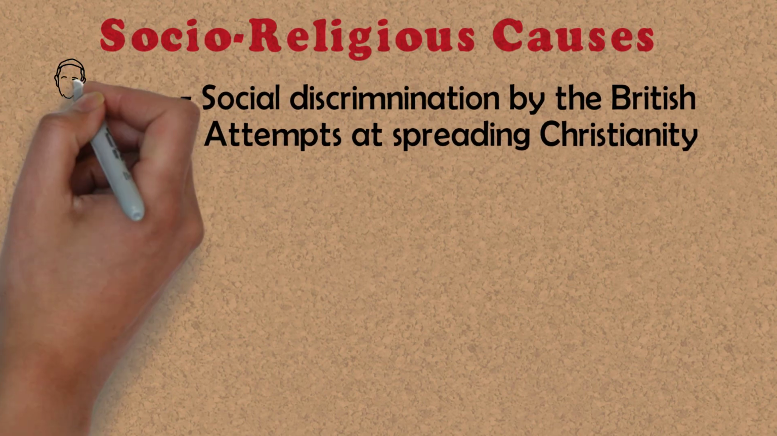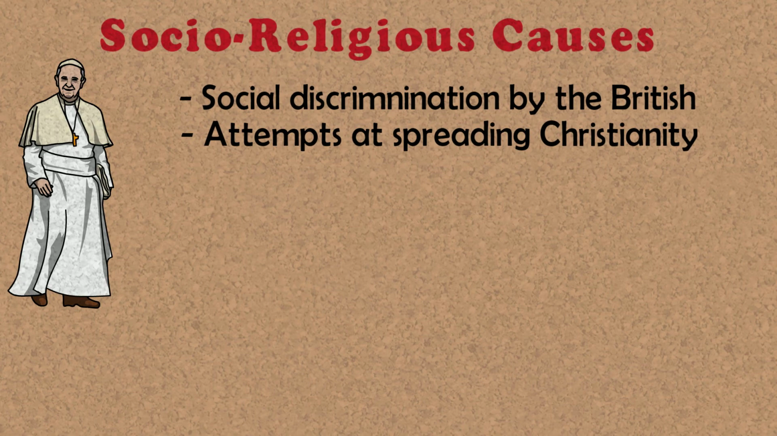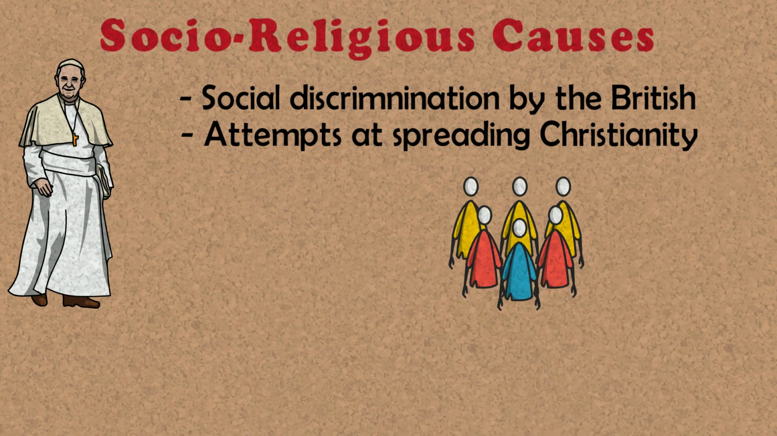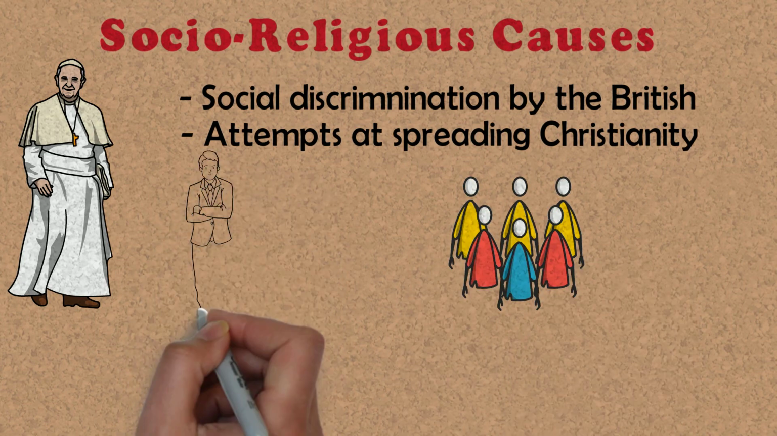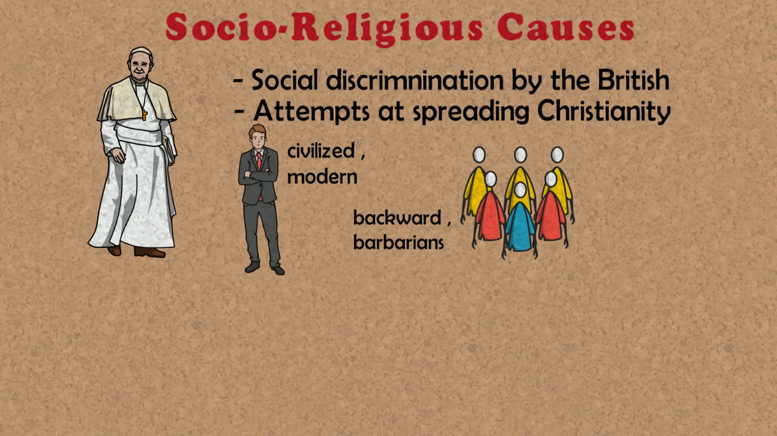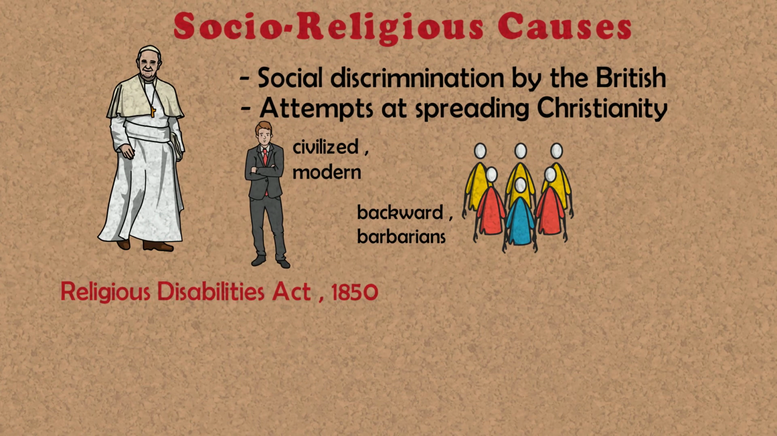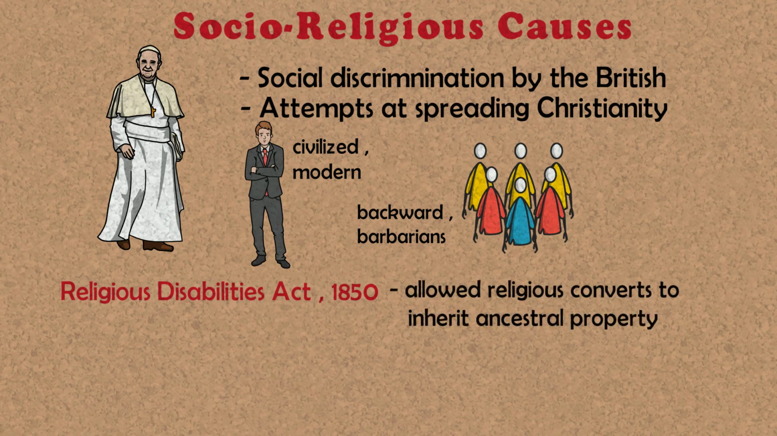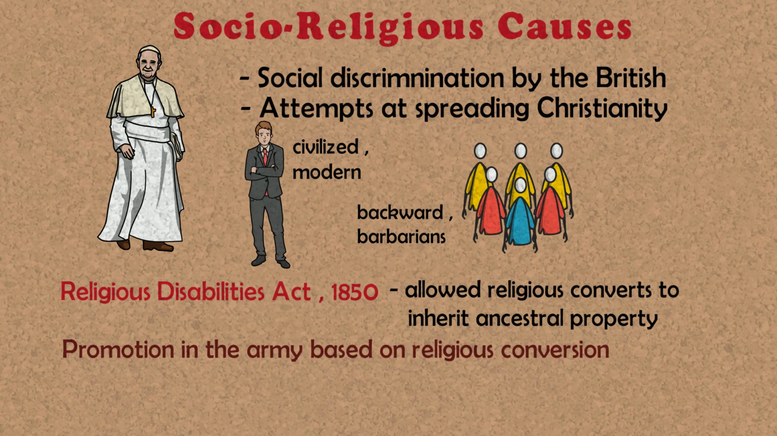Now let's see the social and religious causes. The social discrimination by the British and the spread of Christianity through missionary activities convinced the Indians that their religion and culture was under threat. British proclaimed themselves as civilized and modern, and Indian natives as backward and barbarians. According to the prevailing Hindu law, a person who converted to another religion could not inherit his ancestral property. But the Britishers allowed this by passing the Religious Disabilities Act 1850. Indians who converted to Christianity were offered easy promotions in the army.